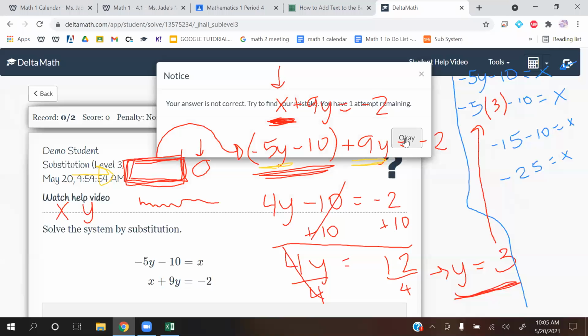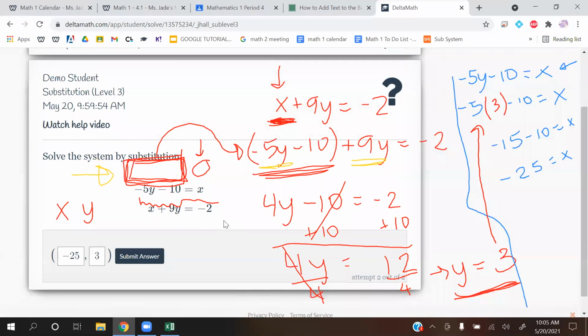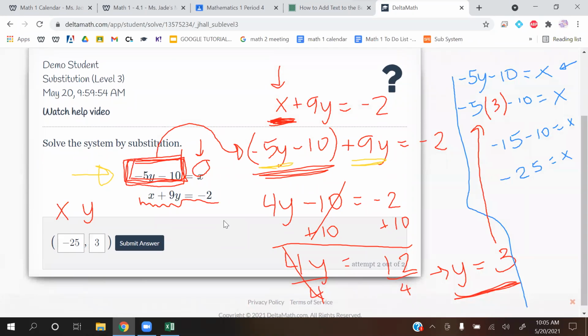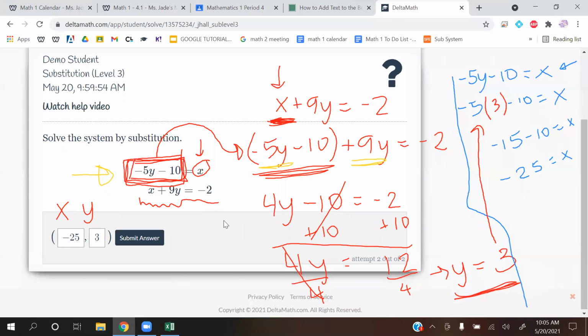Oops, my answer is not correct. Oops, let's fix that. Let's see. What did we do wrong? All right, let's figure this out, because we gotta figure out the mistake. So x plus 9y equals negative 2, negative 5y minus 10 plus 9y equals negative 2. Oh, okay, negative 2 plus 10 is not 12. Silly Miss Jade.